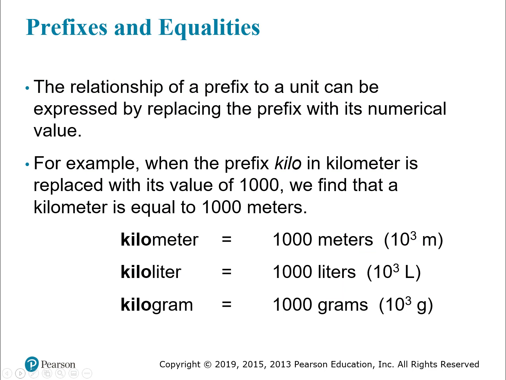The relationship of a prefix to a unit can be expressed with that numerical value on the table. So kilo means 1,000. If I have a kilometer, that means 1,000 meters, or 10 to the third meters. Same thing with liters. A kiloliter is 1,000 liters. A kilogram is 1,000 grams. So the kilo part is always going to be 1,000, no matter what other unit comes behind it.